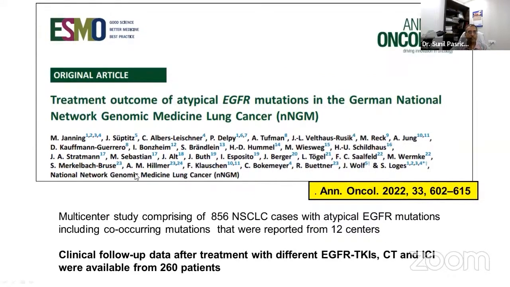And this was the largest cohort that has been studied till date, of the treatment outcome of atypical EGFR mutation in the German National Network Genomic Medicine Lung Cancer. It was a multi-center study comprising 856 NSCLC cases with atypical EGFR mutation, including co-occurring mutations, reported from across 12 centers. And the clinical follow-up data after treatment with different EGFR TKIs, chemotherapy, and immune checkpoint inhibitors were available from 260 patients.